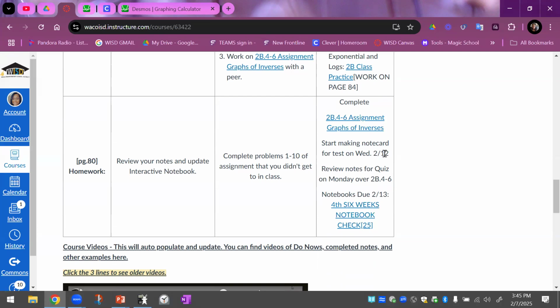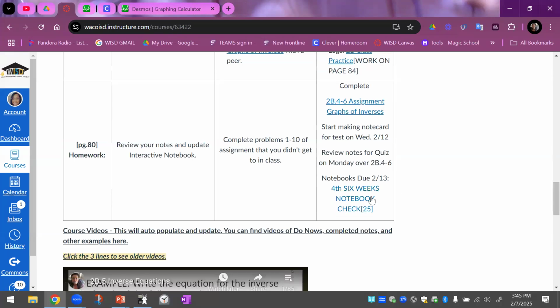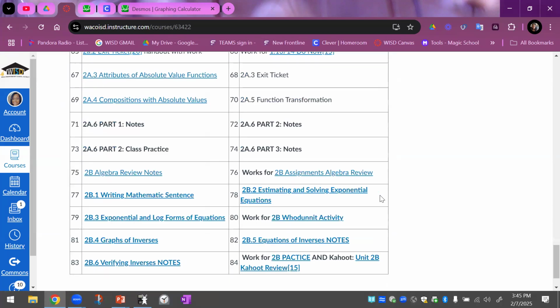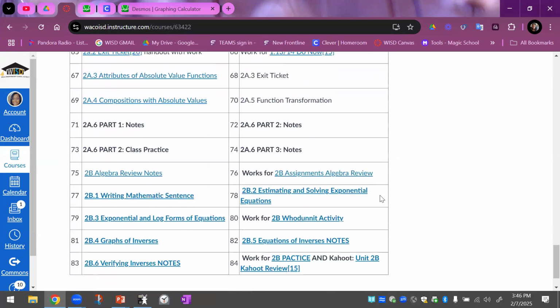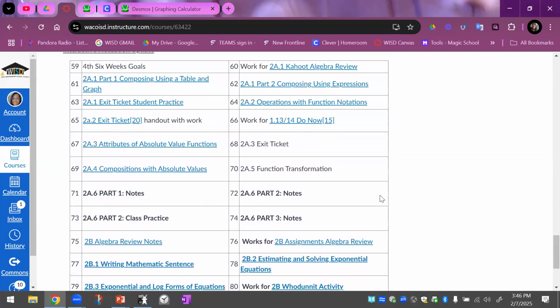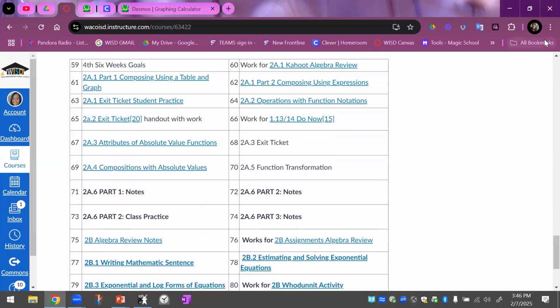Okay, start making your note card for your test next Wednesday. We will have our last quiz of the 6 weeks on Monday over 2B 4 through 6. And then notebooks are due when? The 13th, Thursday, because you guys do not have school on Friday, okay? So remember, scroll to the bottom if you need to. Make sure your notebook is in order because your notebook is meant to be an easy assessment grade, not a hard assessment, because you should have been taking your notes all along, right? Because it's a tool meant to help you.